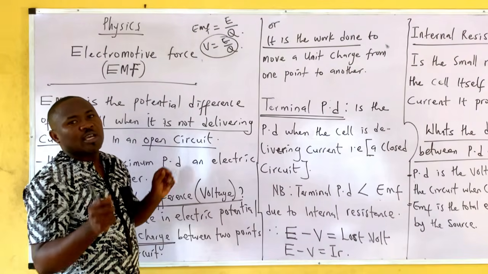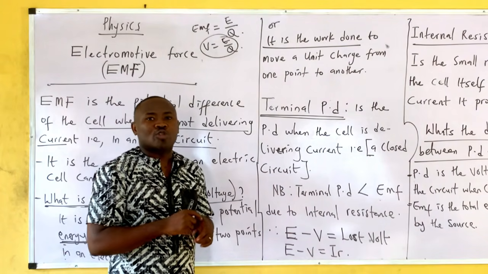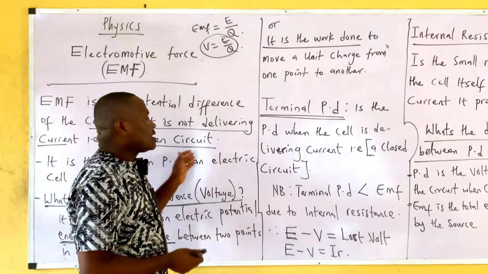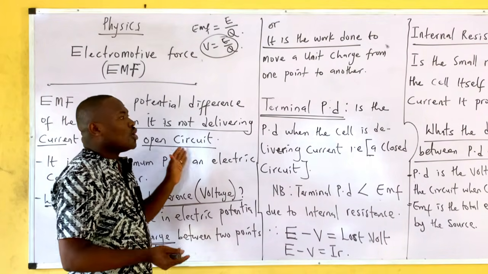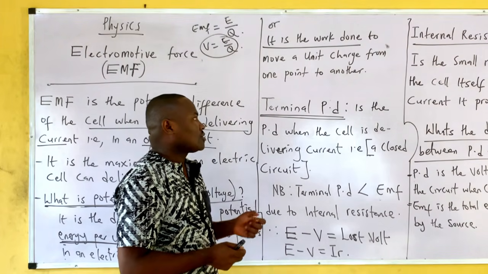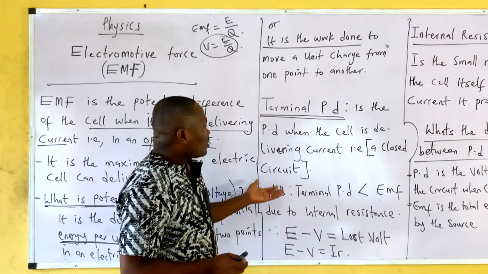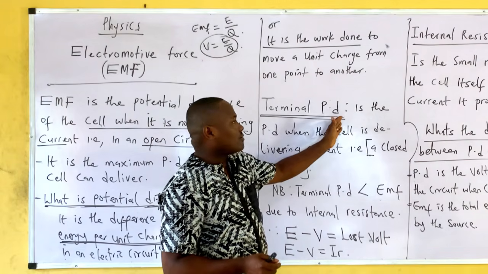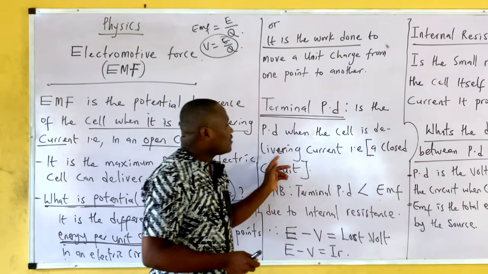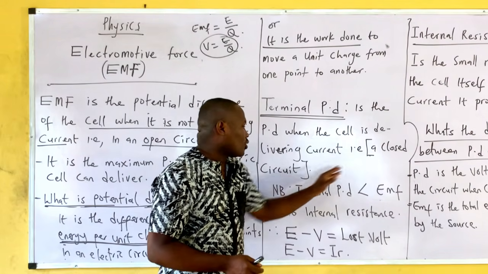How do you know this? There is a part of an electric circuit called the key or the switch. When it is open, current is not delivered through that channel. But when it is closed, current is delivered through that channel. I'll show you some questions to help you know that. So terminal potential difference is the potential difference when the cell is delivering current. That is a closed circuit.